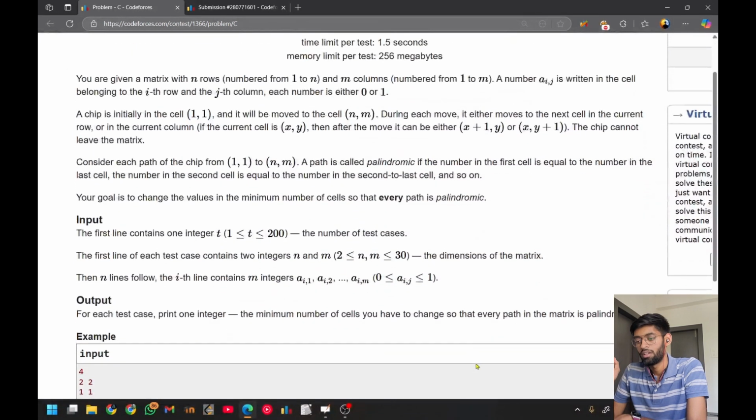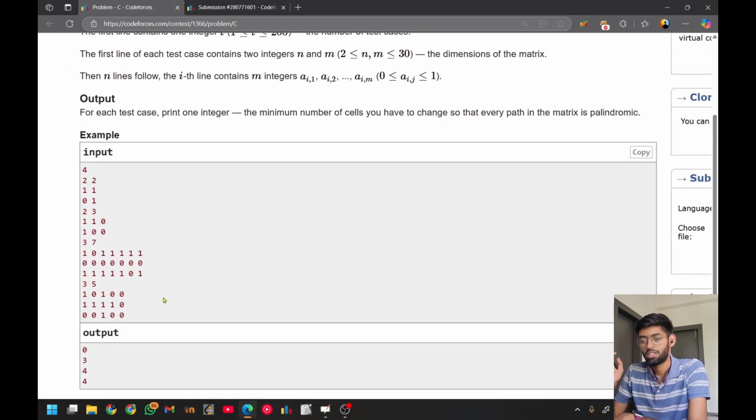Okay, let us take the test case which is given here, 3, 7.